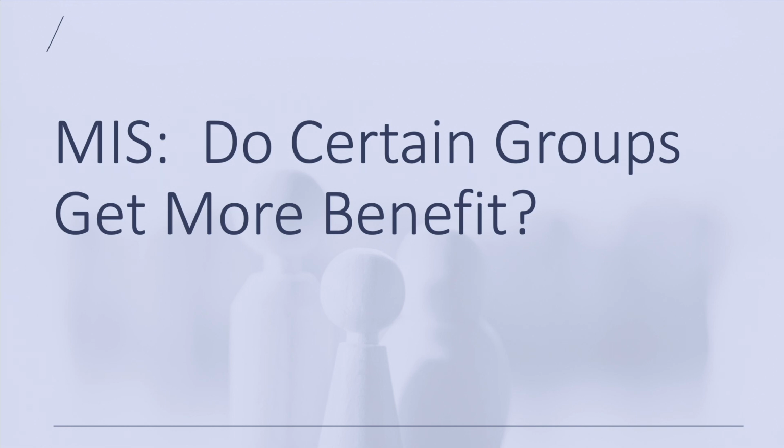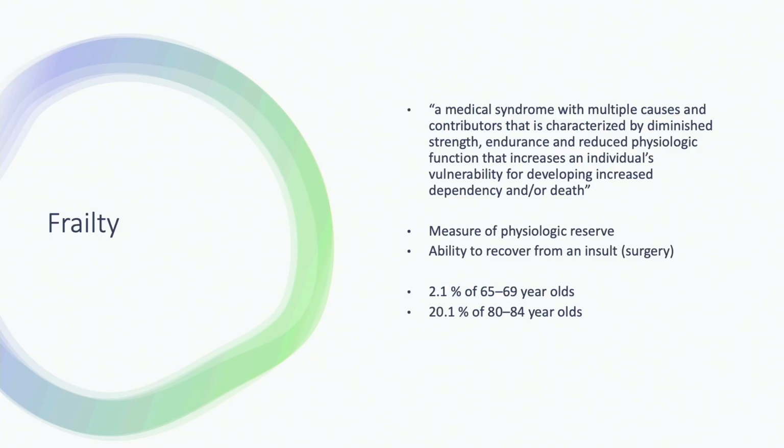So particularly working with Chris and all of his work that he's pioneered with respect to frailty in spine surgery, I was wondering, are there certain groups that derive more benefit from an MIS or a tissue-sparing approach compared to the traditional open approach? And I did want to focus on frailty.